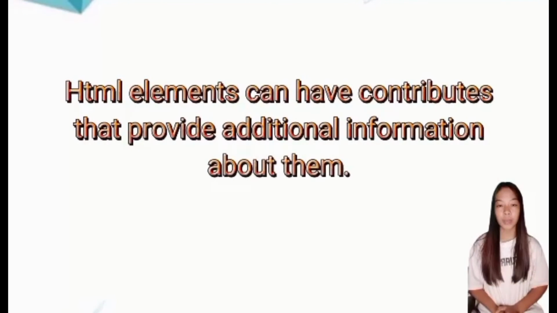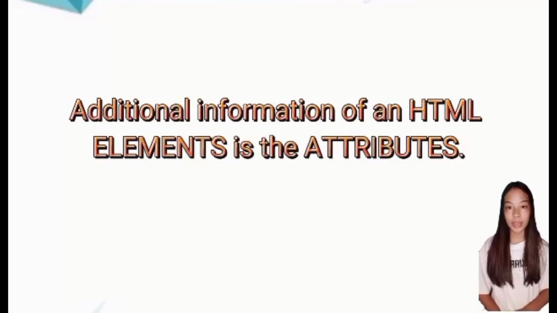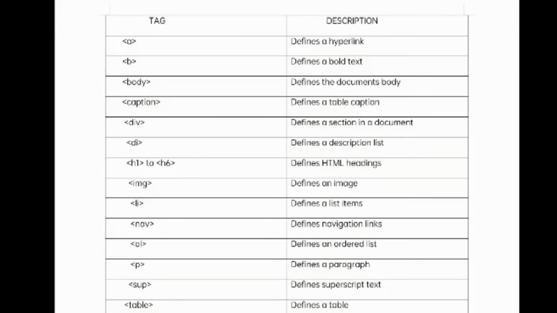So, HTML elements can have attributes to provide additional information about them. Ano ba yung mga tinatawag nating additional information sa isang HTML elements? So, yun yung tinatawag nating attributes. So, lahat ng elements ng HTML, pwede natin siyang lagyan ng attributes. Pag nilagyan natin siya ng attribute, magiging unique yung tag ng HTML.